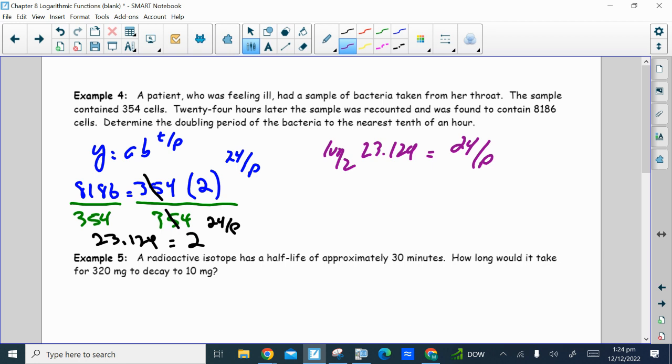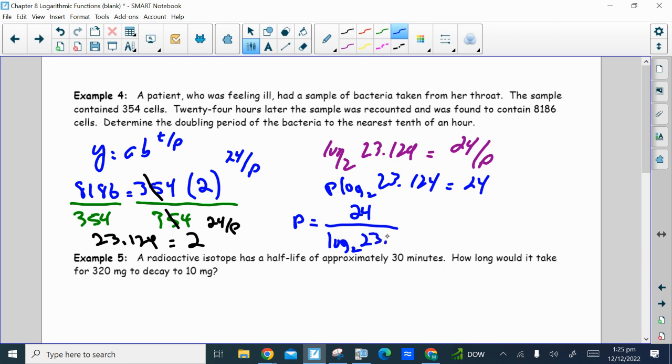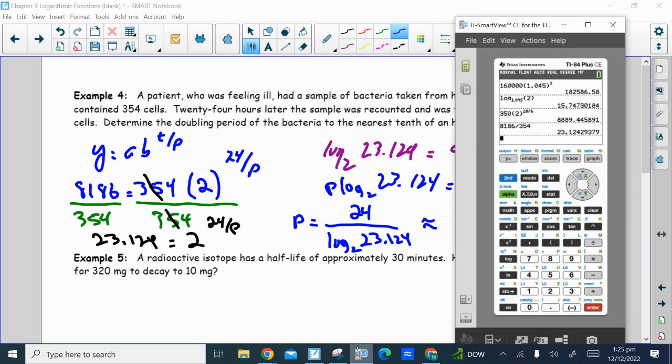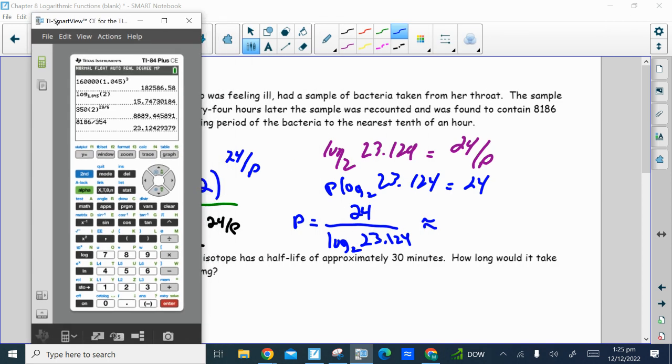So before I grab the calculator, let's get p by itself. You can multiply both sides by p first, and then divide both sides by the log to get p by itself. And to the nearest tenth of an hour, we'll get our doubling period by going 24 divided by log base 2 of the previous answer. Use the entire decimal. So 5.3 hours.